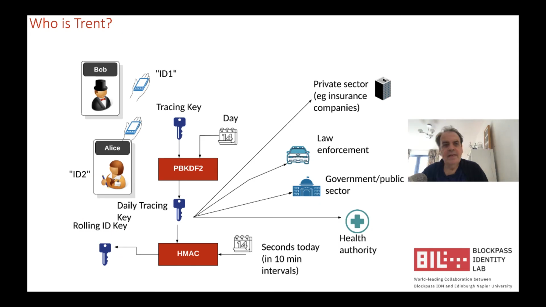The first one is, who is Trent? Who is receiving this information? And how can we make sure that they are not passing it on to others? Probably the most trusted entity is a healthcare authority, as people will typically trust a healthcare authority over governments, law enforcement, and private sector companies. So we need to understand who is receiving a copy of the daily tracing key.